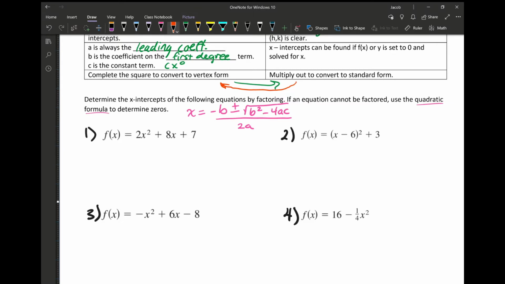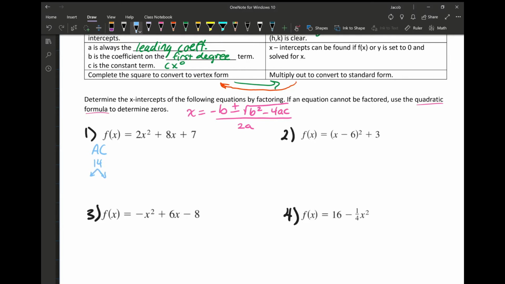And we have some ways of determining if an equation can be factored easily. So we'll just start off with number 1. Number 1 has a standard format of our quadratic equation. So we're just going to double check our AC method. And if you remember the AC method, we take 2 and 7 and multiply them together to get 14. What are the factors of 14 that can produce 8?